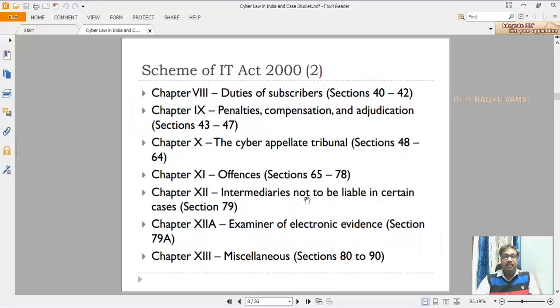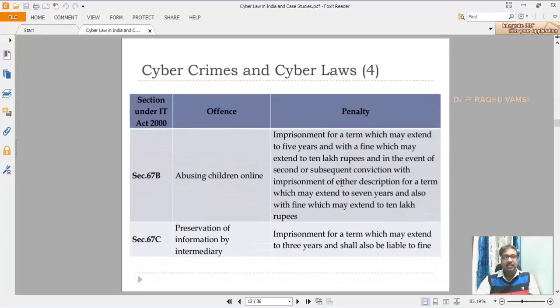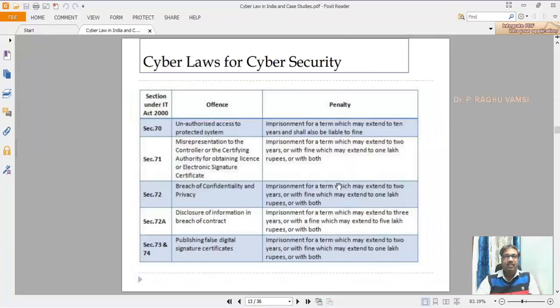We have seen the chapter on offences up to Section 66 to 68. Now we'll see the sections in the IT Act related to cyber laws and cyber security, especially the cyber laws for cyber security. Sections 70 to 74 are related to cyber security things. That means here the consequences of hacking activity.